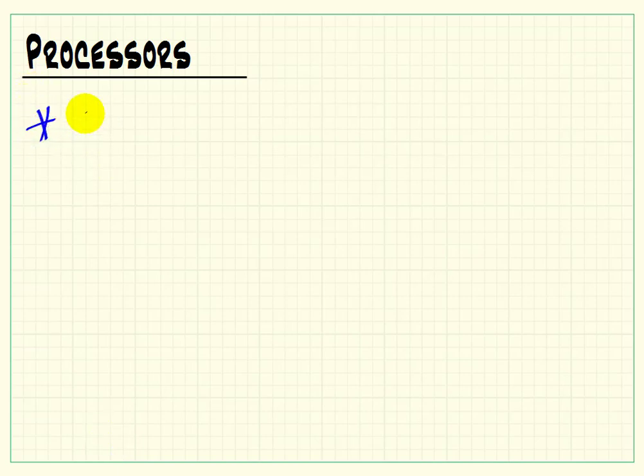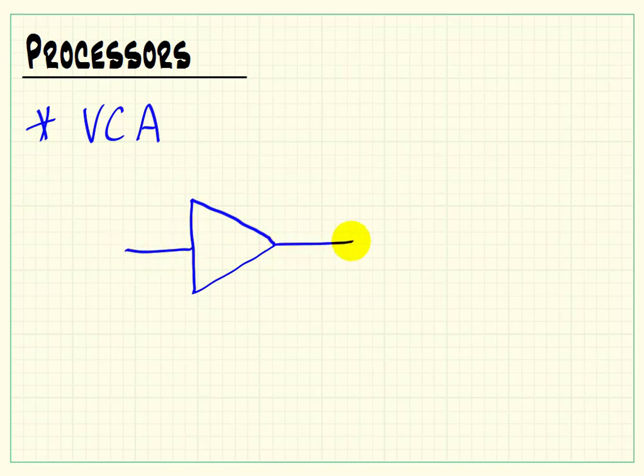Once you have the raw sound being generated by a VCO, you need to be able to do something with that in order to make the sound more interesting. The VCO itself always produces a maximum amplitude and constant amplitude signal. First processor I'll consider here is the voltage controlled amplifier.